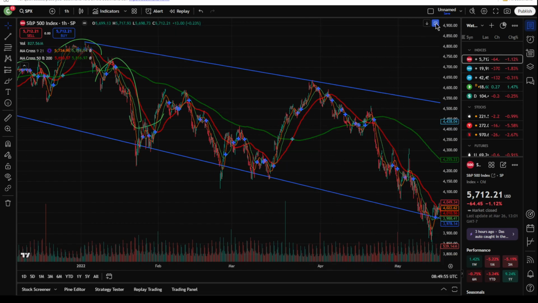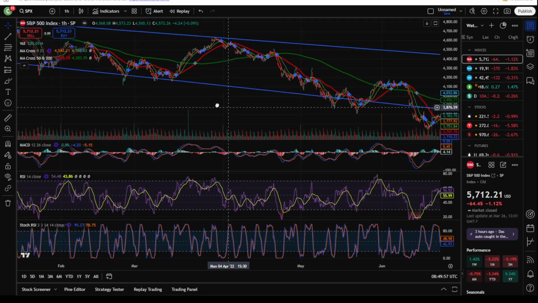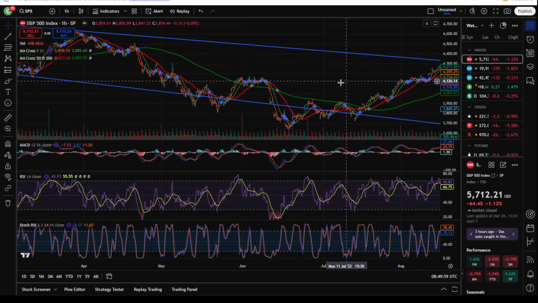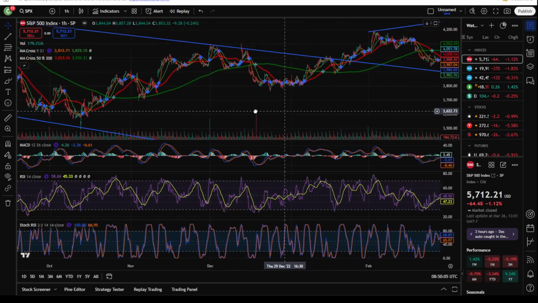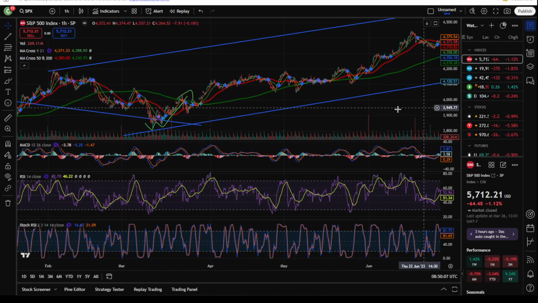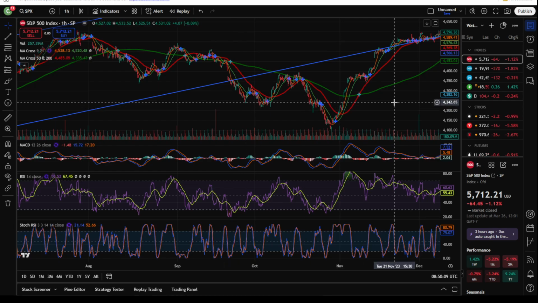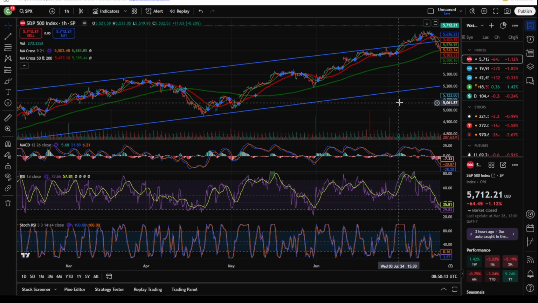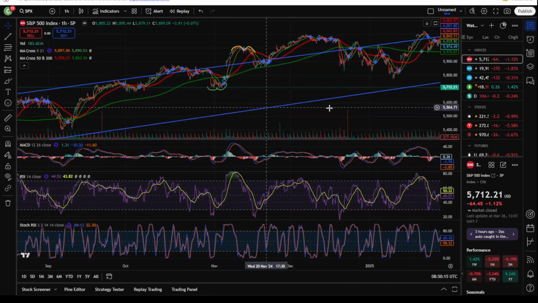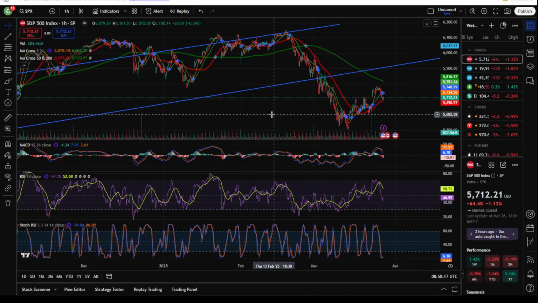Let's get it. Yes, I love MACD. I love RSI. And then the stochastic RSI is more of like a short-term thing. Back when I was using that, I never chart on here, so forgive me. Let's do some real-world examples right now.